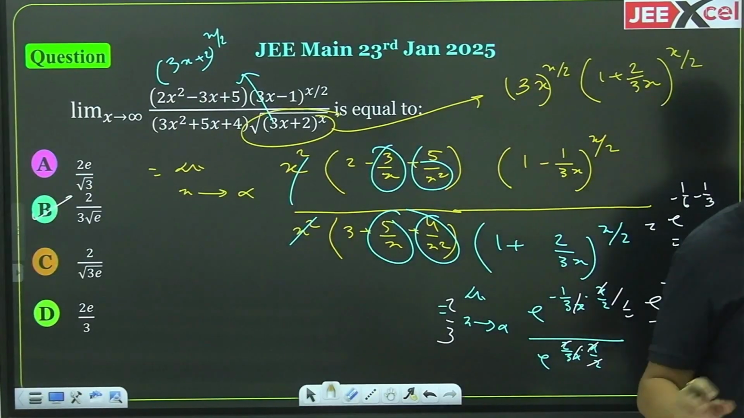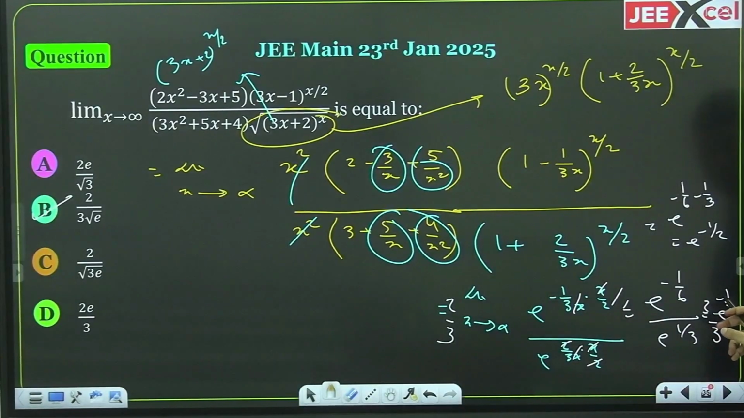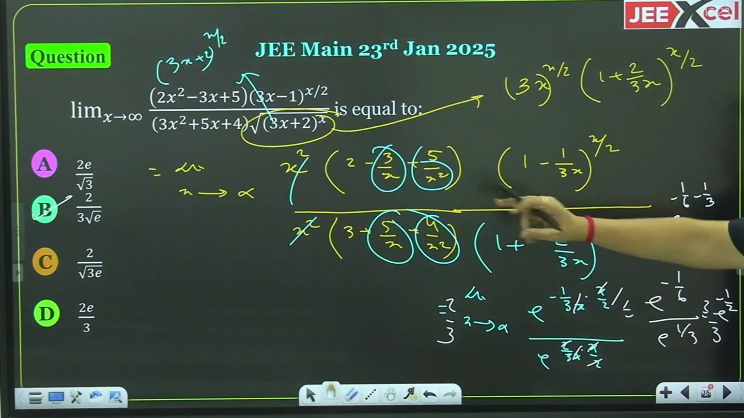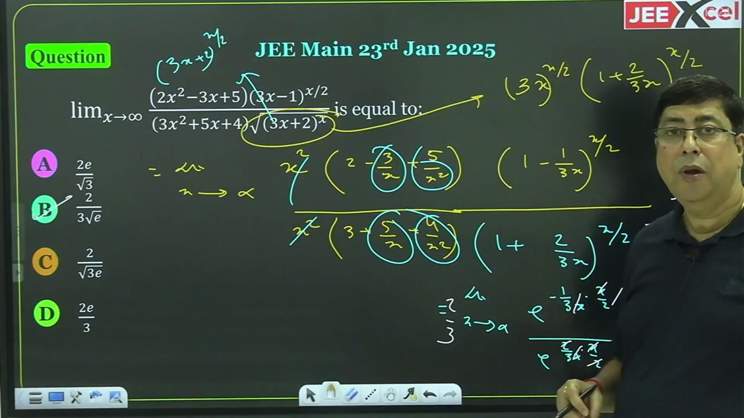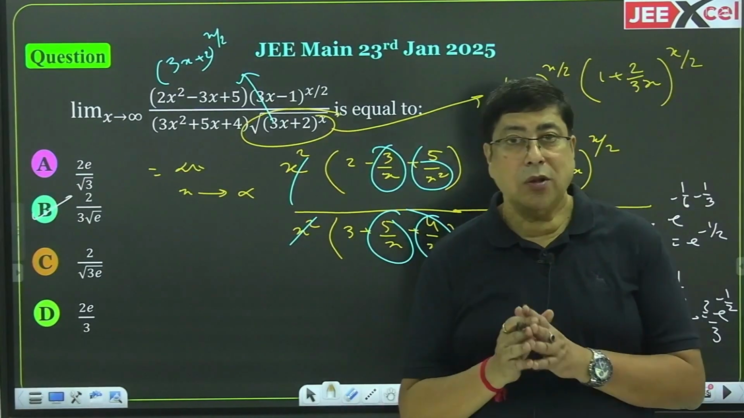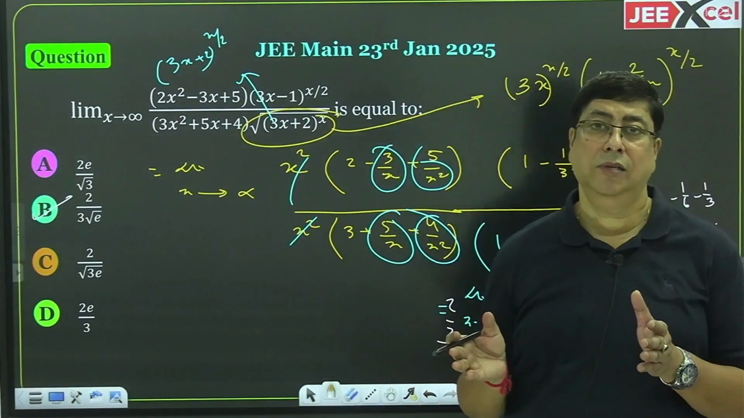e to the power minus half. यहाँ पे देखो e to the power minus half का मतलब 1 by e to the power half. e to the power minus m means 1 by e to the power m. So 1 by e to the power half and 2 by 3. So answer B. This is a question of JEE Main, everybody. It's not very hard. If you have the proper concept, you can solve JEE Main, JEE Advanced very easily.